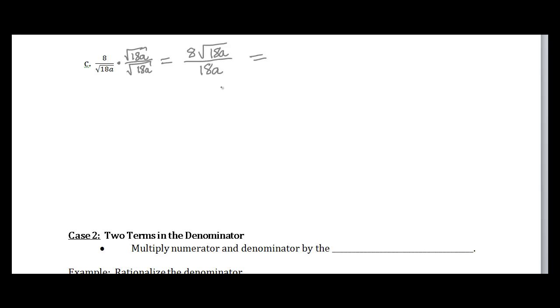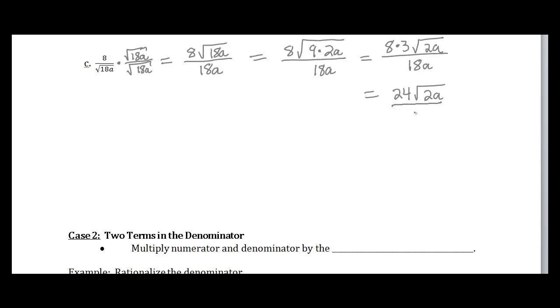And so when I do this, I'm going to simplify the square root of 18a. The largest perfect square that goes evenly into 18 is 9. So this is going to be the square root of 9 times 2a over 18a. Of course, the square root of 9 is 3, so I get 8 times 3. And I have my square root of 2a still under my radical, all over 18a. Well, 8 times 3 is 24. So you get 24 square roots of 2a all over 18a.